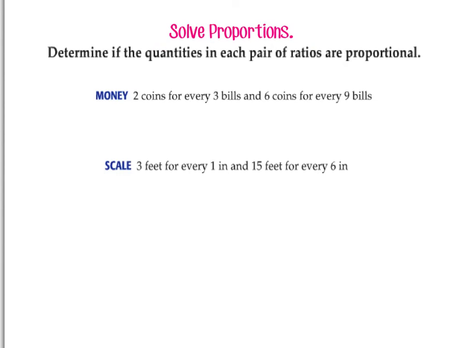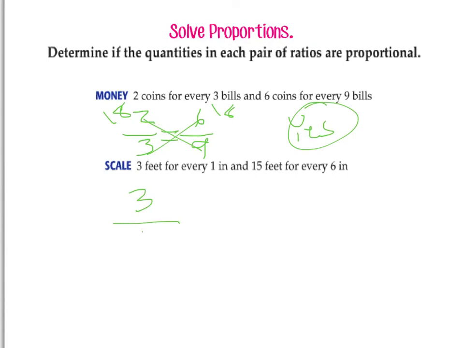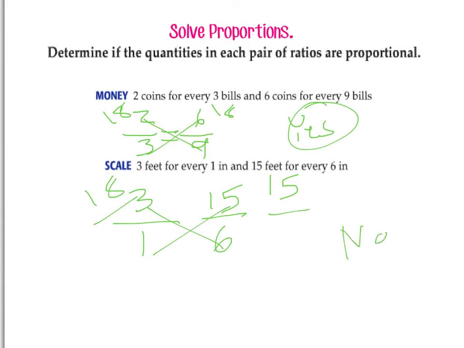Solving proportions. Determine if the quantities in each pair of ratios are proportional. This is the exact same thing as asking if 2 ratios are equivalent. So I'm going to say 2 coins per 3 bills. Is that equal to 6 coins for 9 bills? So I multiply the diagonals and I get 18 on both. So yes, they are proportionate. 3 feet for every 1 inch, or 15 feet for every 6 inches. Here when I multiply I get 18. Here when I multiply I get 15. Those don't match, so no, they are not proportionate.